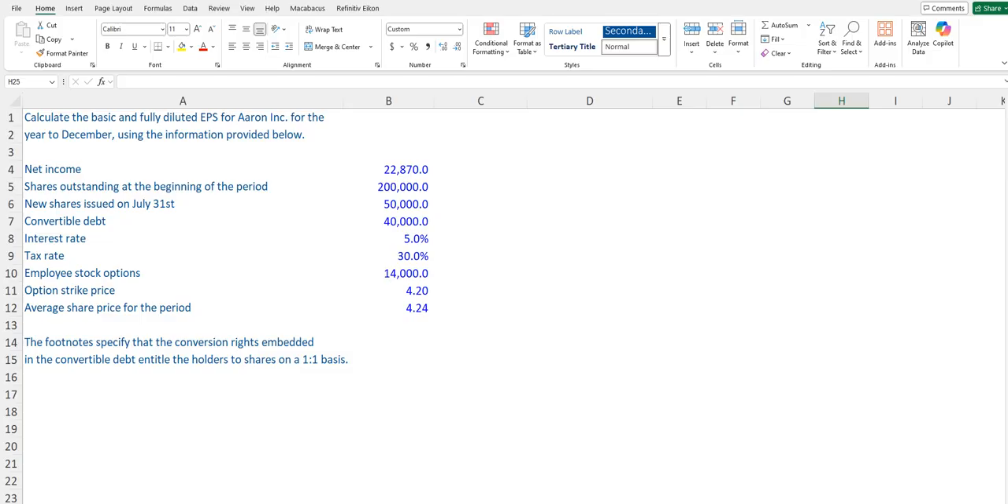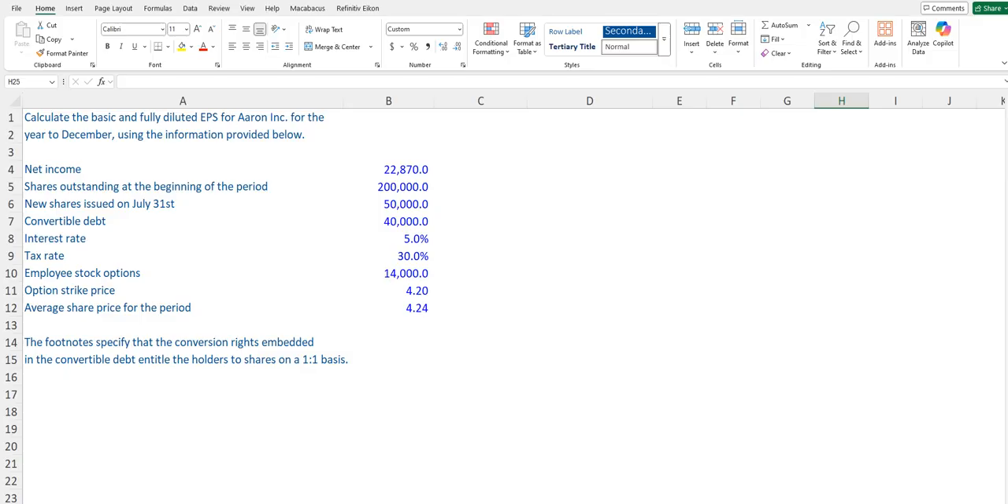We are given a question here. It says calculate the basic and fully diluted EPS for Aaron Inc. for the year to December using the information provided below. And we are given net income. We are also given the beginning shares outstanding. We are also given the new shares issued on July 31st, for 50,000 shares that have been issued.